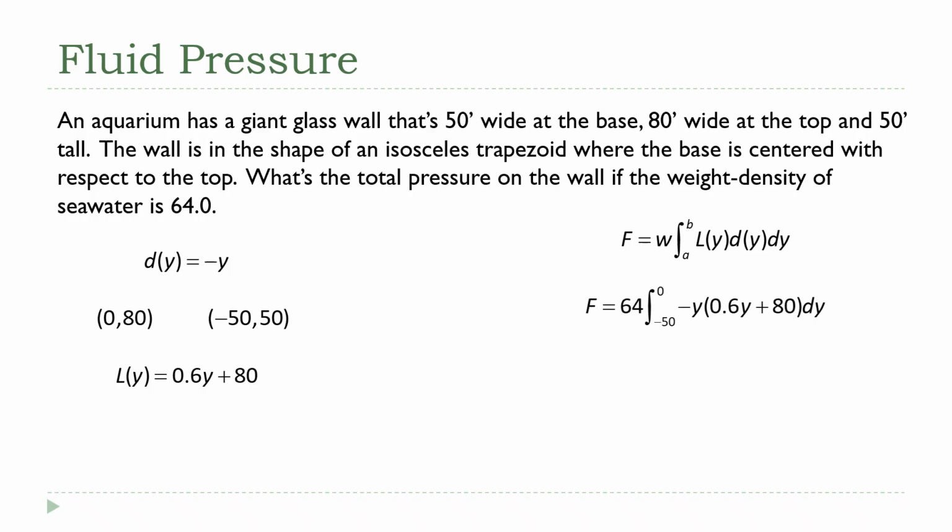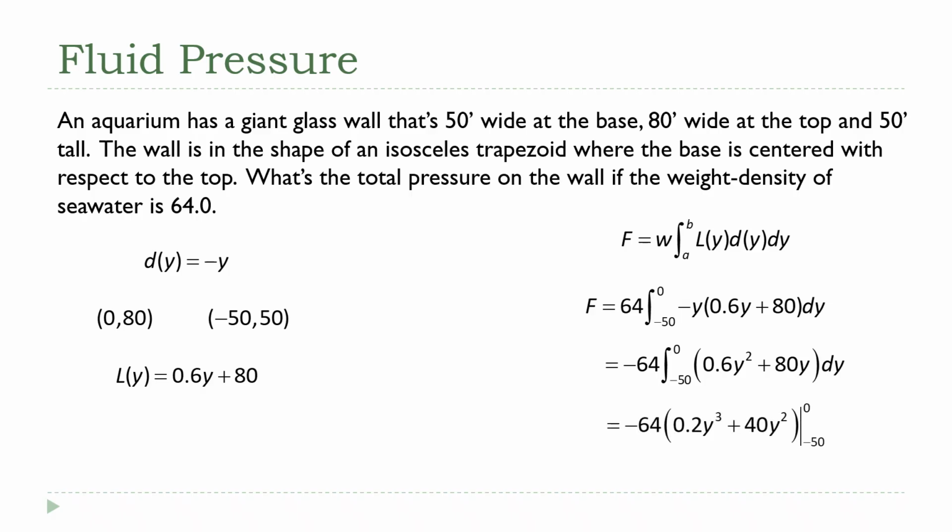The integral becomes 64, that's w, times the integral from negative 50 up to 0 of negative y times that L of y function, dy. And now it's all downhill. This is a pretty straightforward integral. I'm going to distribute the y, and I actually pulled the negative out in front. You notice the 64 became negative.